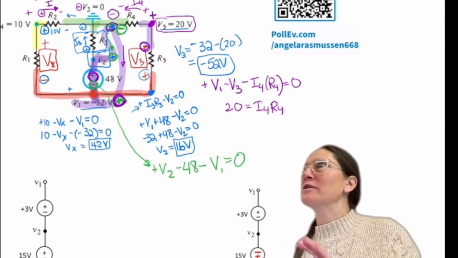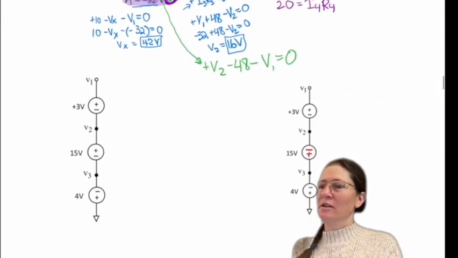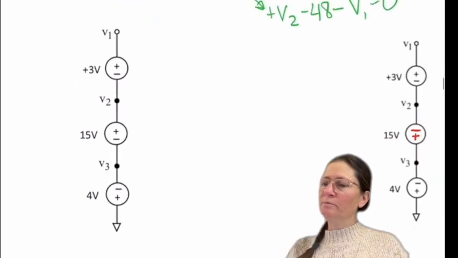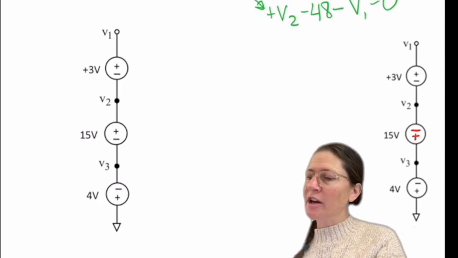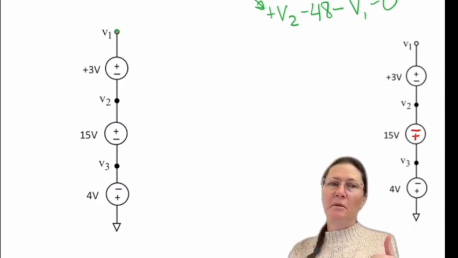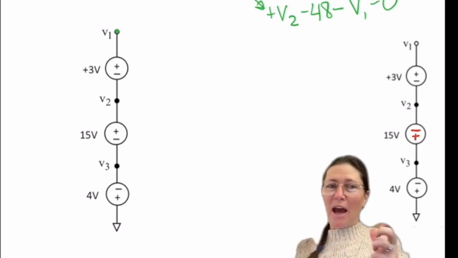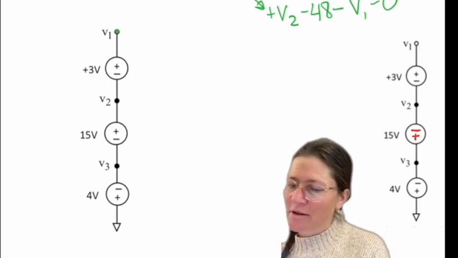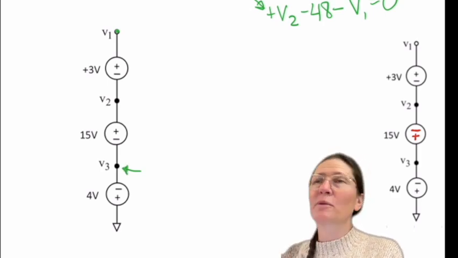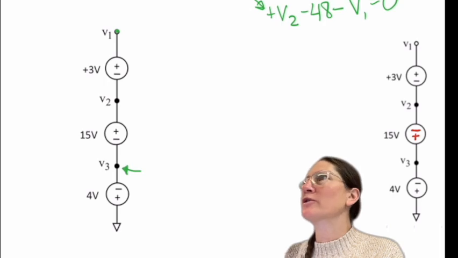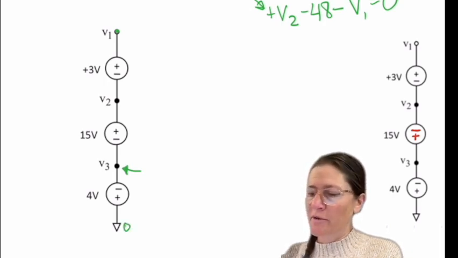Okay, other questions? Okay, so here we have just a string of batteries. So what is the bottom point? The arrow going down is another symbol for ground. So that would be what voltage? 0 volts.